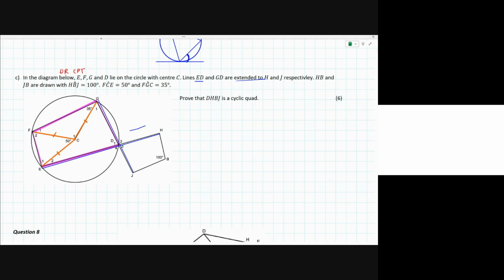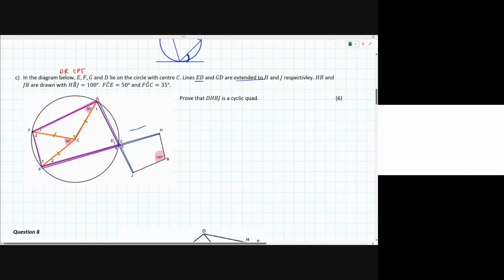We're then given 2 angle sizes, the first being HBJ, which is this 100 degrees over here. Now, immediately I should be thinking that's outside of my circle. It's also part of the quadrilateral I'm wanting to prove as cyclic. I was also told that FCE is equal to 50, so this angle over here at the center. And the fact that FGC is equal to 35 degrees.